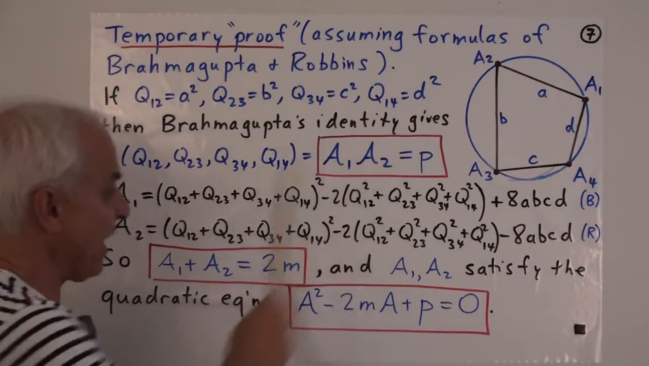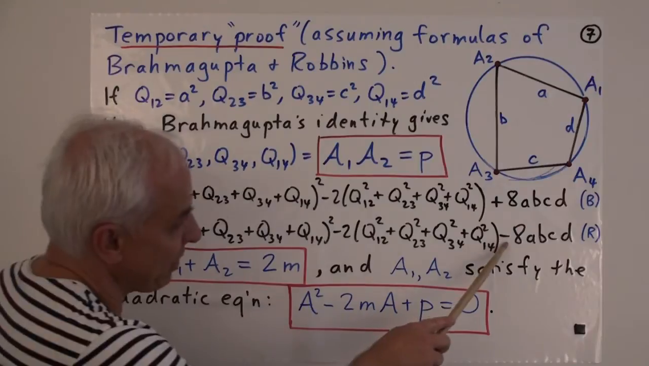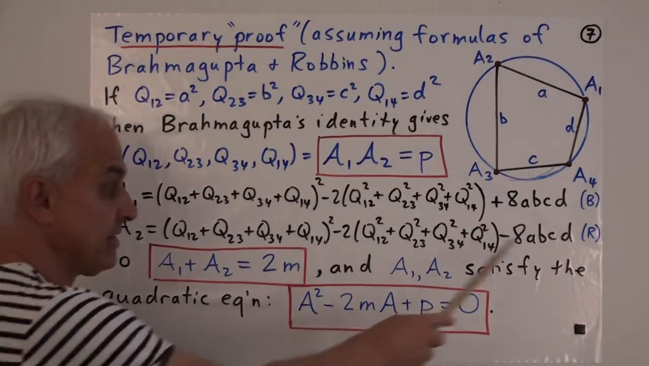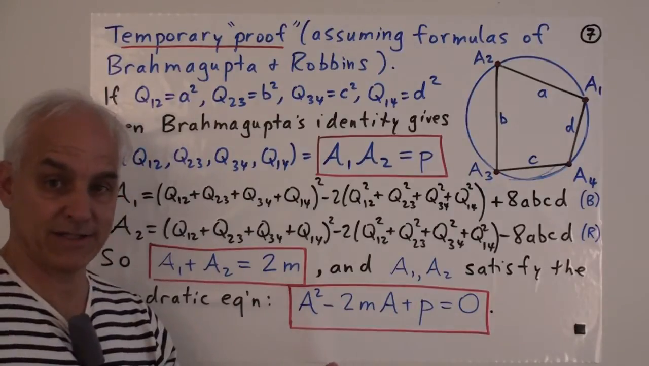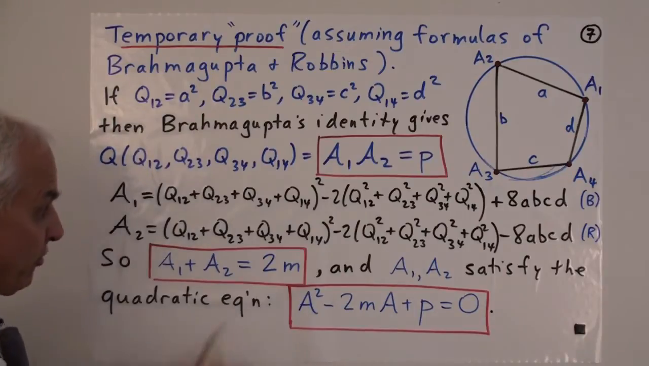And then the second factor, the product of the next 4 terms, had a similar kind of expression, but with a minus sign, minus 8ABCD. And that was essentially the quadrea of a non-convex quadrilateral, and that was basically Robbins' formula. So I'm rewriting things from our last video.